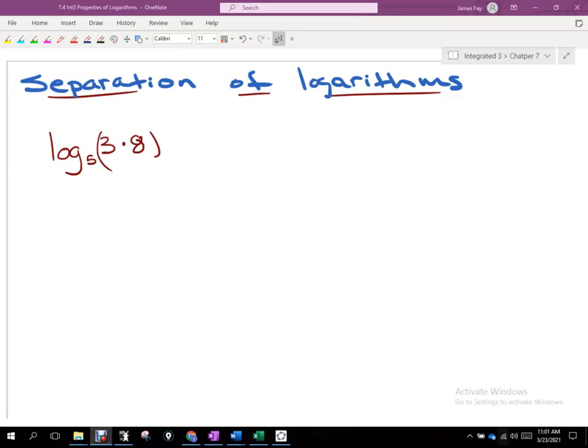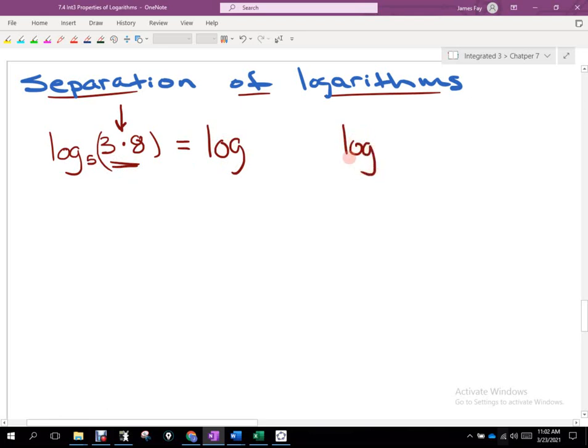We have log base 5 of 3 times 8, okay? We want to pull them apart. So if we want to pull them apart, right now, what is the operation that's occurring in here? Multiplication. What does multiplication turn into? Turns into addition. So we got 2 things in here being multiplied, so we should have 2 things out here being added. Does that make sense?